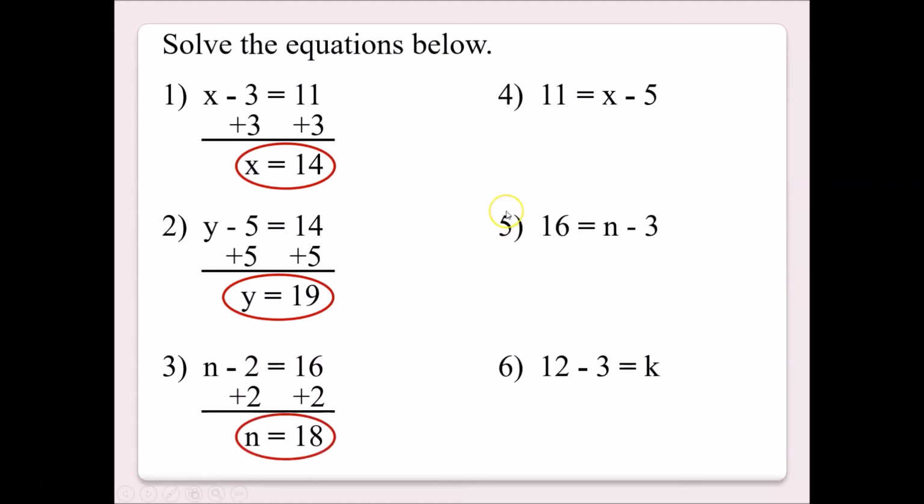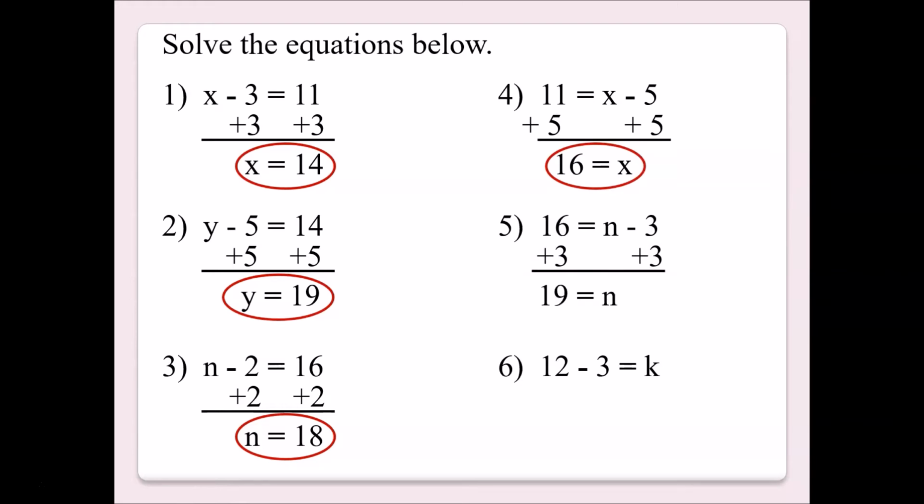And the rest follows. So here, our x should stay on the right side, and we have to add 5, and we have to add 5. So therefore, x is equal to 16. For number 5, we need to add 3 on both sides. So 16 plus 3 is 19. n is equal to 19.